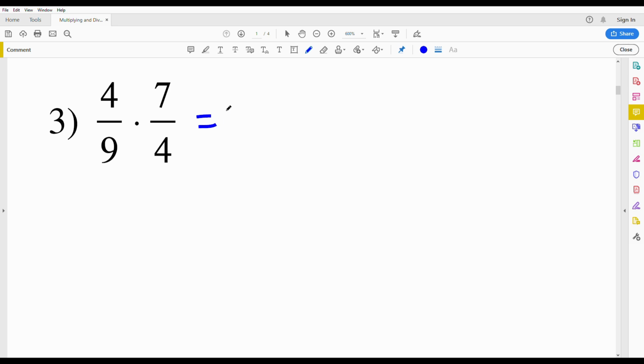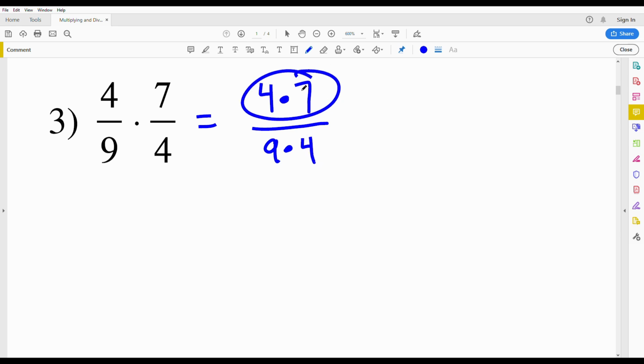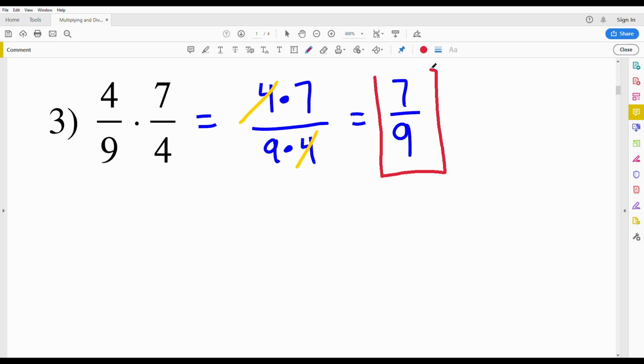So if I was to write out my numerator, I'd say 4 times 7 over 9 times 4. But think about this. Both are divisible by 4. The numerator is 4 times 7. The denominator is 9 times 4. So if I divide each of those by 4 right away, the 4s will cancel out. 4 divided by 4 is 1. So I can get rid of those 4s since they're multiplied in both the numerator and denominator. So I'm left with 7/9. And 7/9 cannot be simplified down any further. So 7/9 is our solution in number 3.